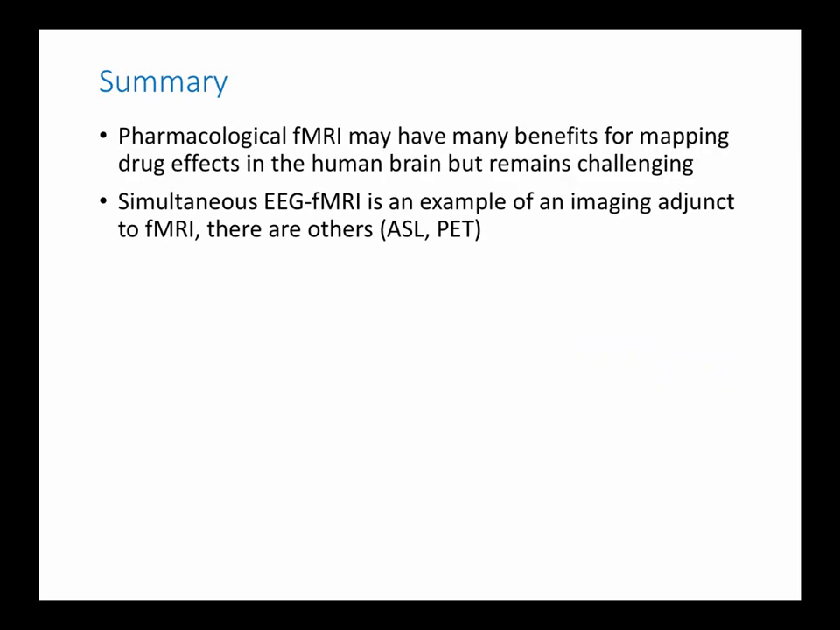And with that, I think just to summarize what I've talked about, pharmacological fMRI has the potential to have a lot of benefits, but it's complicated just because you're not measuring the neural activity directly. So you need to have maybe an adjunct if you're looking for the neural signal specifically. EEG-fMRI is an example of the way you can do that. There are also other things like ASL if you want to look at just blood flow or volume, and PET if you want to look at the neural bindings.